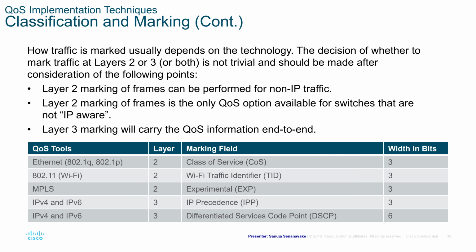Layer 2 marking of frames is the only QoS option available for switches that are not IP aware. So basically, there may be switches that are not IP aware, so layer 2 would be the only option you would have. Layer 3 marking will carry the QoS information end to end.